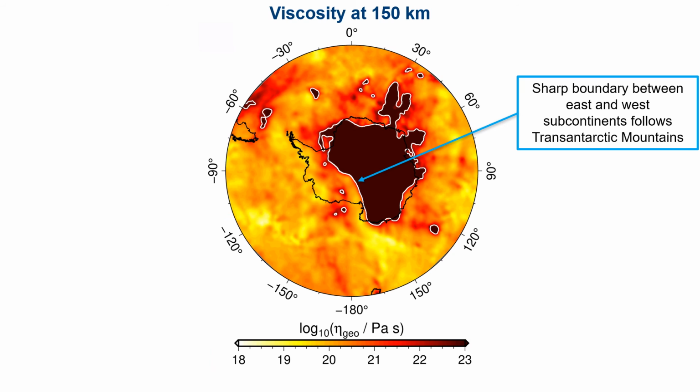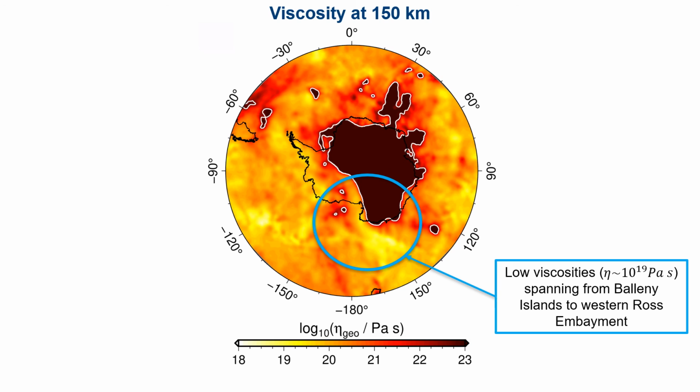The sharp viscosity boundary between east and west follows the Transantarctic Mountain range and is indicative of the dichotomy between old cratonic lithosphere in the east and the West Antarctic rift system. A large low viscosity anomaly can be seen extending from the Balleny Islands through to the western side of the Ross Embayment. This is consistent with the presence of an active spreading centre at the Macquarie Triple Junction, as well as the recent extensional tectonics along the western margin between the Ross Embayment and the Transantarctic Mountains.